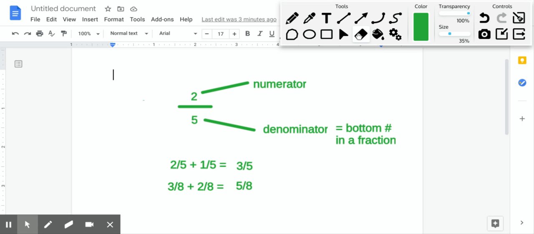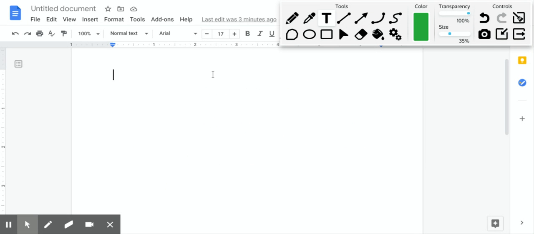Now, as long as we're subtracting fractions that have the same denominators, the process is extremely simple. So here's what you do. Let's say I have the number 5 over 8, and I wanted to subtract 2 over 8. Well, since the denominator is the same, it's pretty much the same thing as adding. The only difference here is the sign. So instead of adding the two numerators, you will subtract them.